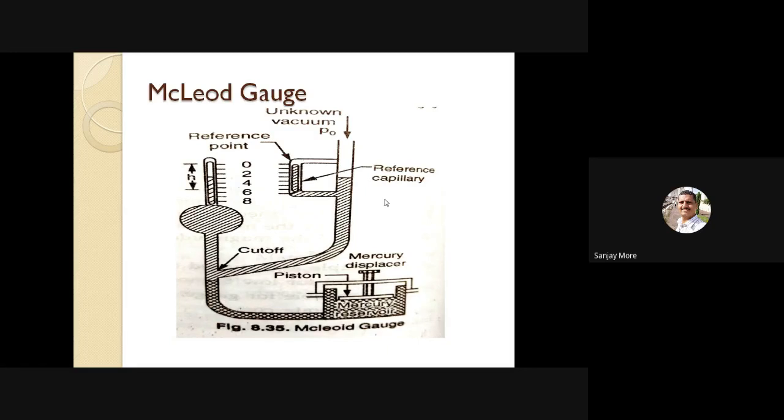Give the heading McLeod gauges. Main heading: vacuum measurement devices or methods. In that, first, McLeod gauge. This is used to measure the vacuum. So I request all of you to draw this diagram under the heading McLeod gauge.